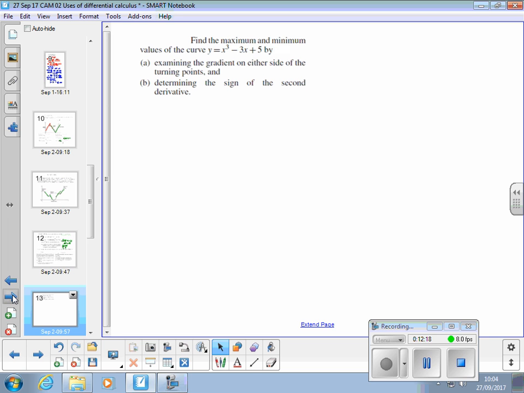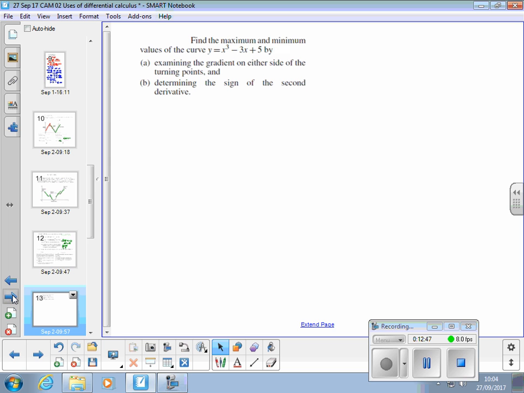So let us have a look at an example and look at the two methods. We've got a function y is equal to x cubed minus 3x plus 5. Find the maximum and minimum values of that curve by examining the gradient on either side of the turning points, and by determining the sign of the second derivative. Okay?